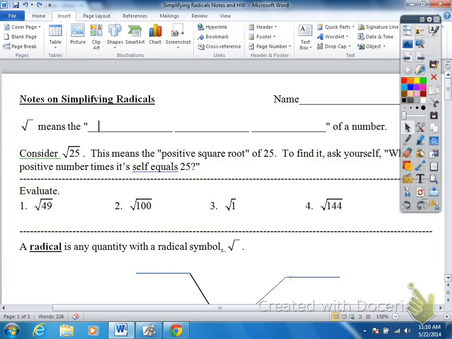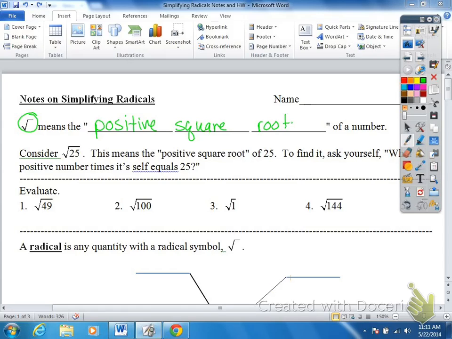So let's begin by talking about what this little symbol called the radical symbol actually means. That symbol actually means the positive square root of a number. So if we consider something like the square root of 25, what this really means is that we are trying to figure out what positive number times itself gives us 25. And most of you probably know that one off the top of your head as being 5.